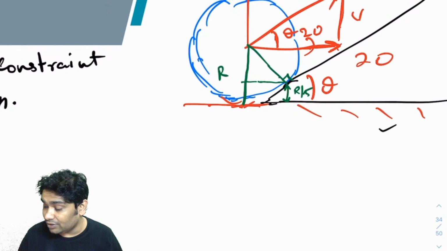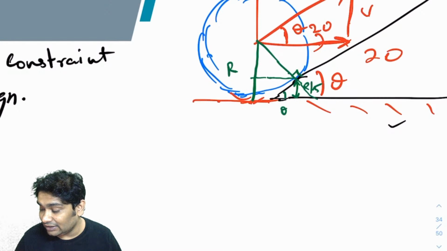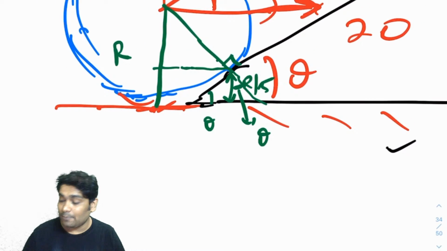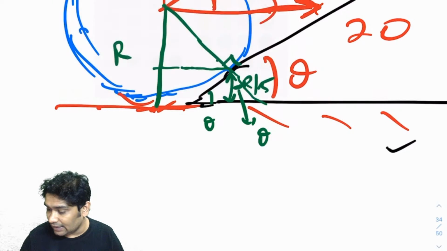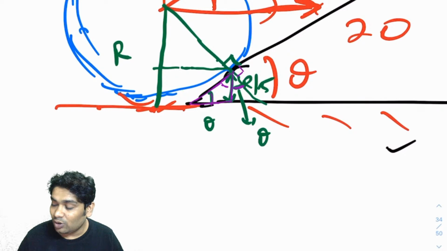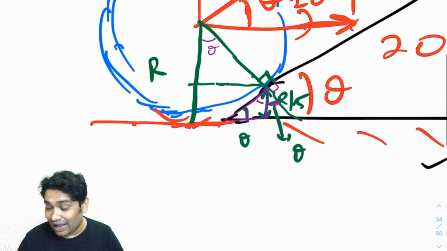Now, if this is theta, then I know this will also be theta. I hope everyone can see that. You take a look at this triangle. If this is theta, this would be 90 minus theta, and hence this would be theta again. Why? This is perpendicular. So if this is theta, then this is also theta. Now you should have this easily.